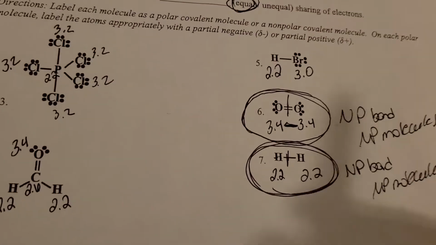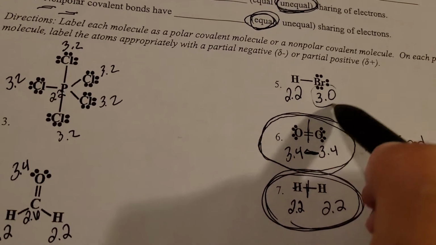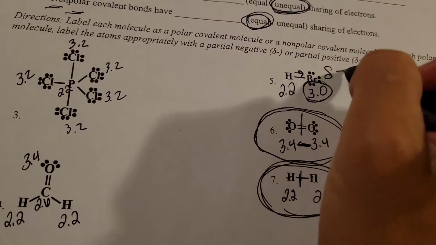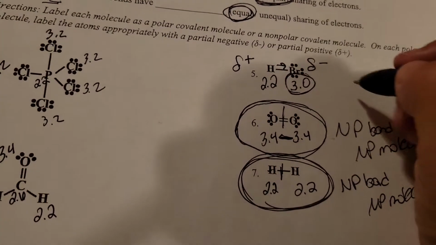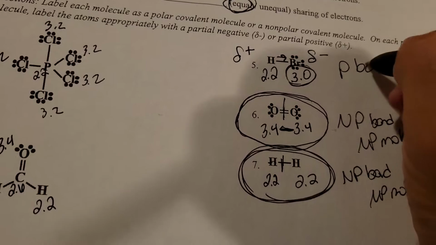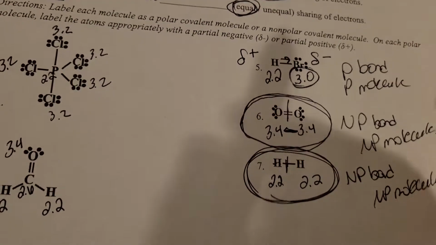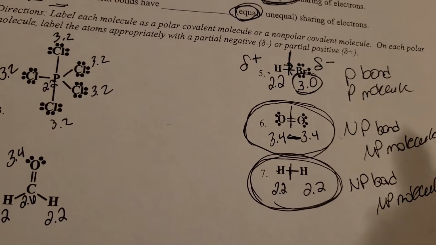Then I come up here. We have hydrogen and bromine. Bromine has a greater attraction for the electrons, so the electrons are going to be pulled this way. So bromine's going to be a little bit negative, hydrogen's going to be a little bit positive. So we have a polar bond and a polar molecule because we have hydrogen on one side, bromine on the other. So it's not symmetrical.